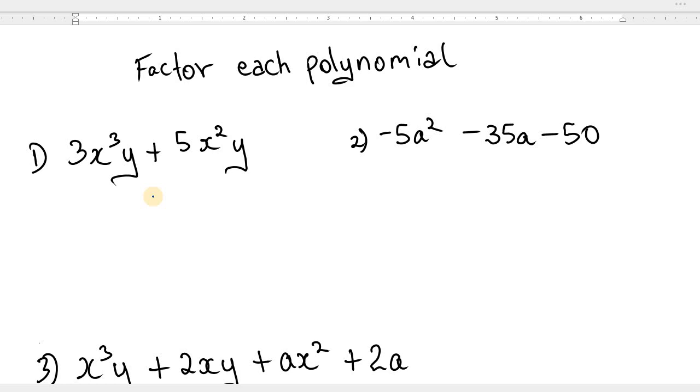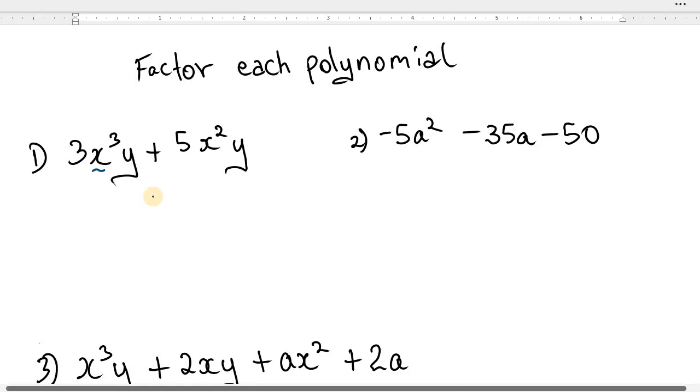Alright, so we're factoring each polynomial. It's important to recognize the type of polynomial that we are factoring. We have the first question. The first thing to always look for is the highest common factor in all the terms, whether it's 2, 3, or more terms involved. Comparing both terms in the first question, we see that we have common factors outside of the coefficients in x and y.